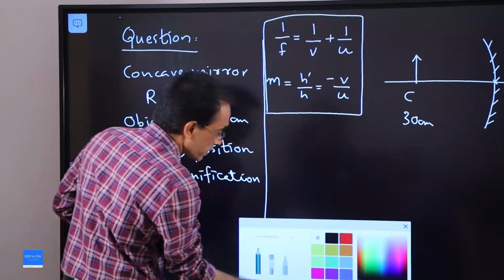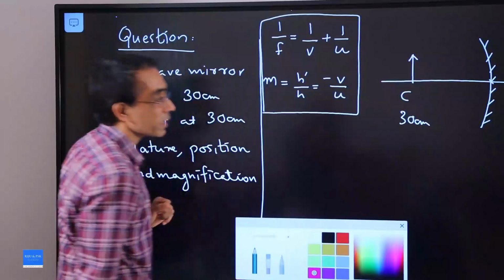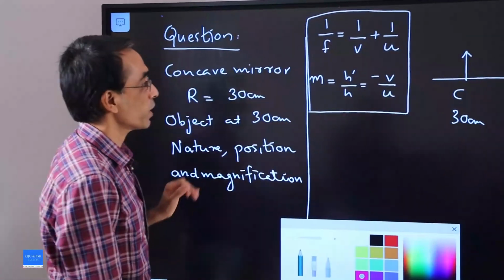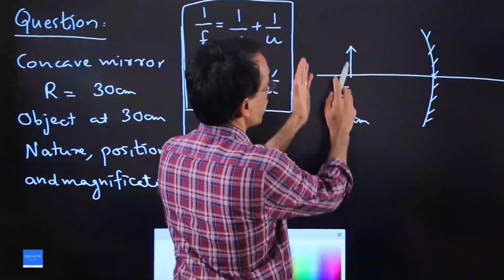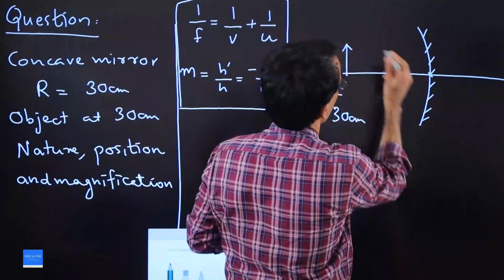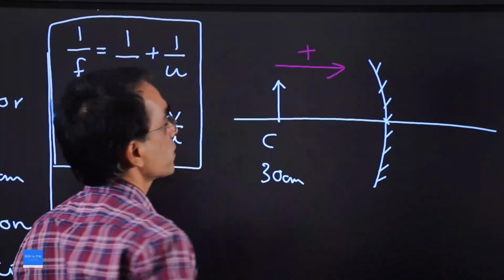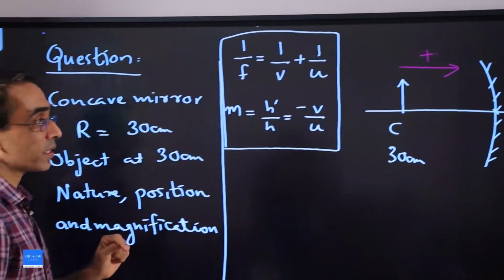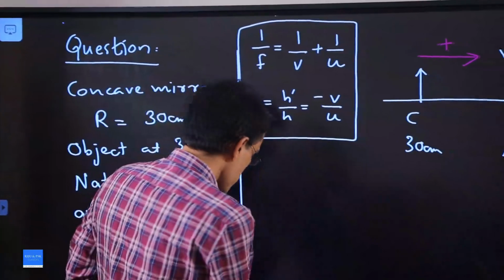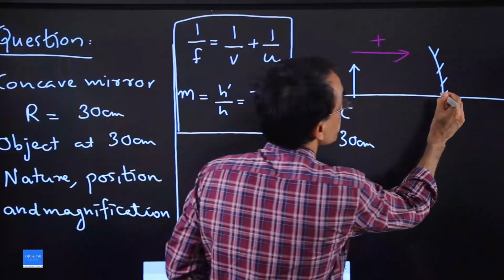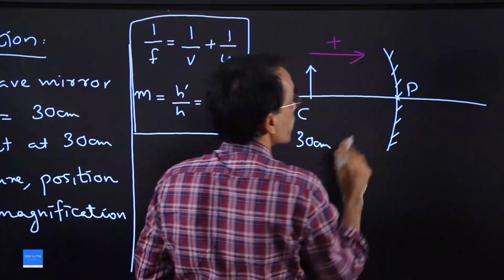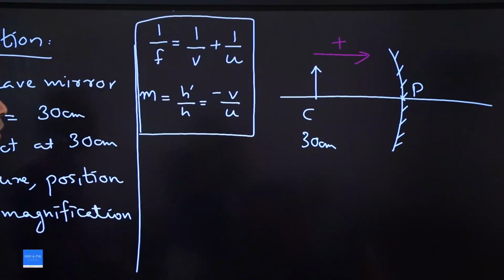To apply Cartesian sign convention, it is important to know the direction of incident light. Okay, what is the direction of incident light? That is always from the object towards the mirror. So this is the positive direction that you should take. From where will you measure distances? All distances must be measured only from the pole. Everything from the pole.